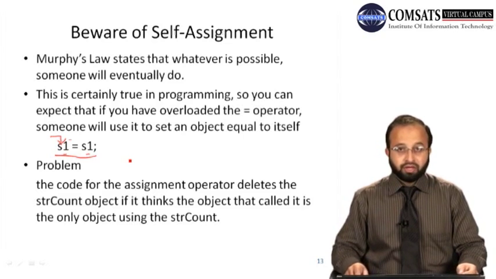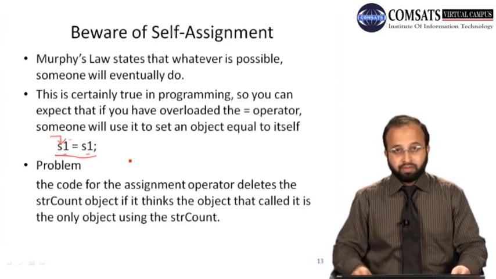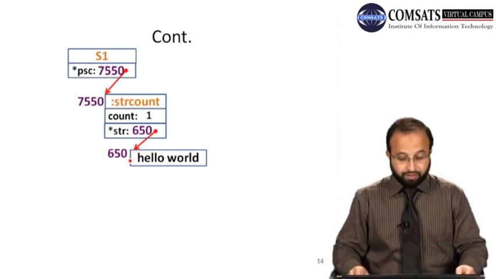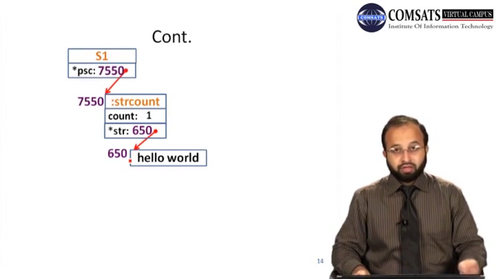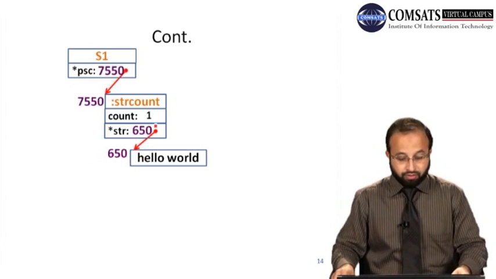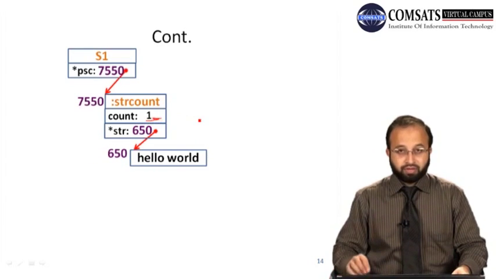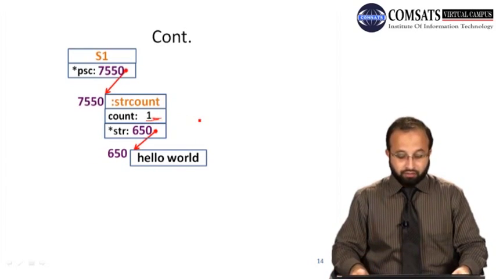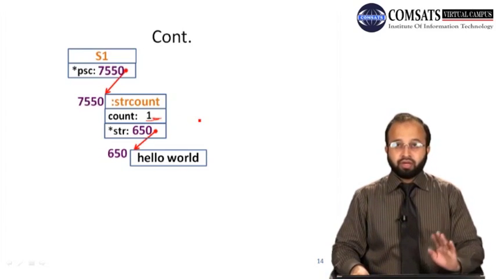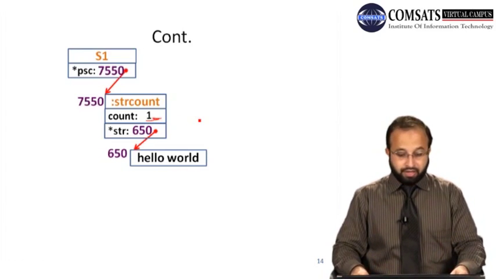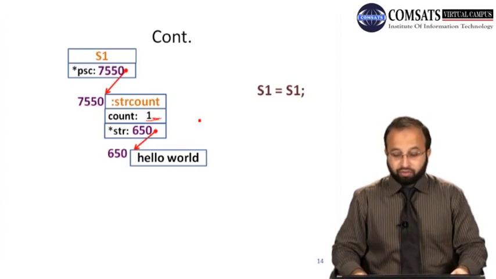ठीक है, क्योंकि कोई भी यूजर, कोई भी प्रोग्रामर सेल्फ असाइनमेंट भी कर सकता है. Now अगर फिगर के फॉर्म में देखें, so we have an object S1, so जो एक ही स्ट्रिंग को पॉइंट कर रहा है. Now value of count here is 1. यहाँ काउंट की वैल्यू क्या है? 1 काउंट की वैल्यू है. This means that S1 is pointing to a string hello world, only object that is pointing to string hello world, right?